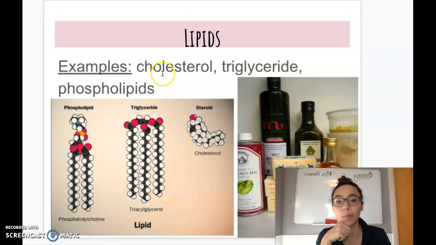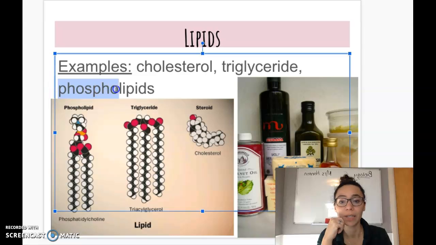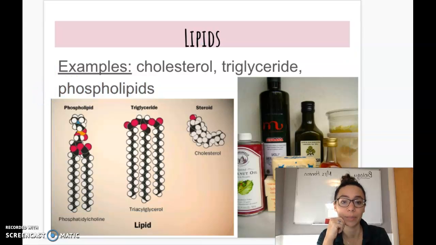And just some more examples you may have heard of: cholesterol, triglyceride, phospholipids. These are the ones that make up our cell membranes and protect our cells. These are all examples of lipids.